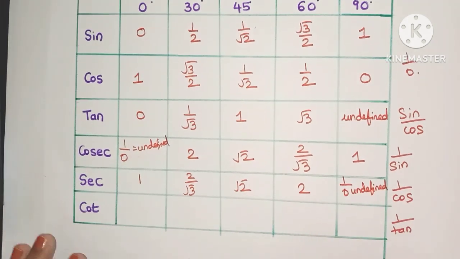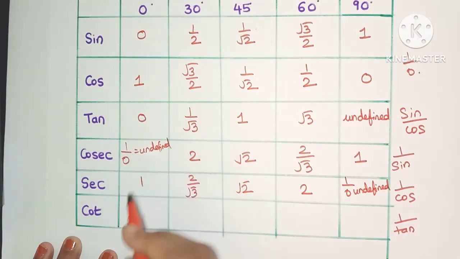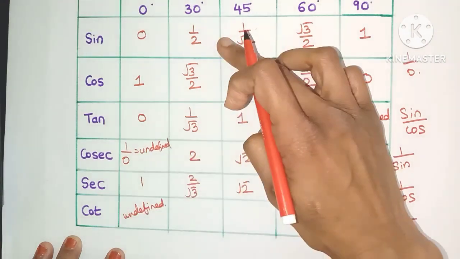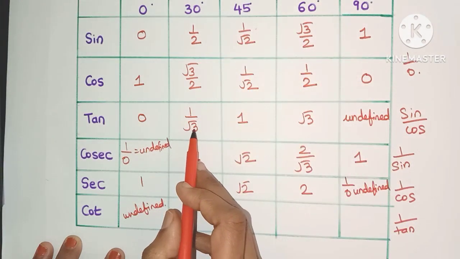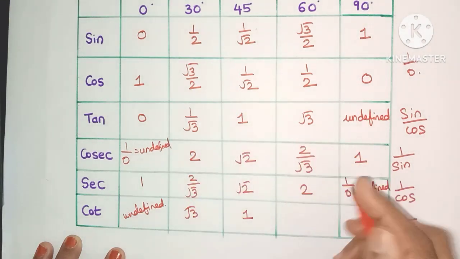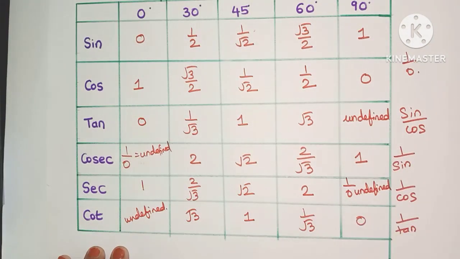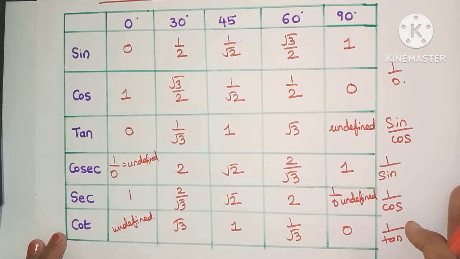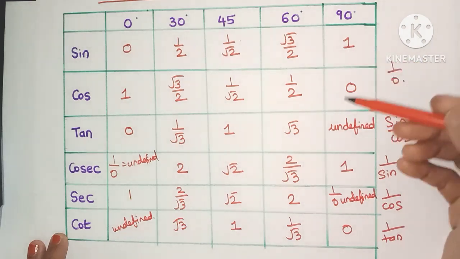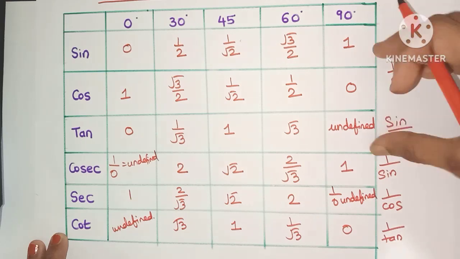Okay, now let's also do the cot table. It's 1 upon tan. So again, this is 1 upon 0, which is undefined. Okay, cot of 30. So let me come to tan of 30 and take the reciprocal. It will be root 3. This will be 1 and this will be 1 by root 3. And here cot of 90 will be 0, friends. Okay. So this is a very important table. Make sure to remember these ratios, especially sine, cos and tan, because cosec, sec and cot you can always get from these three ratios.